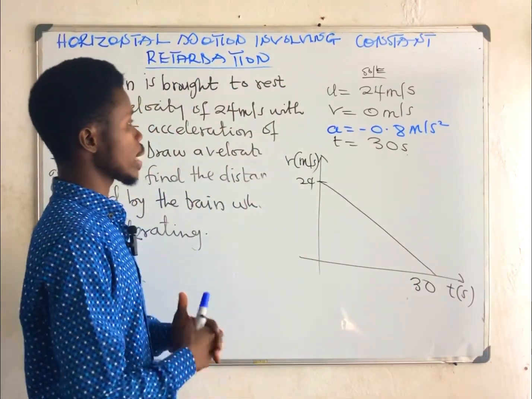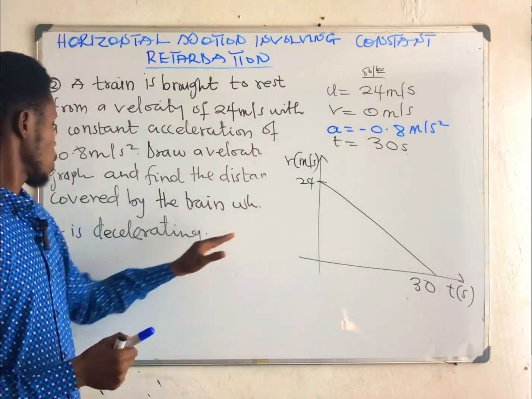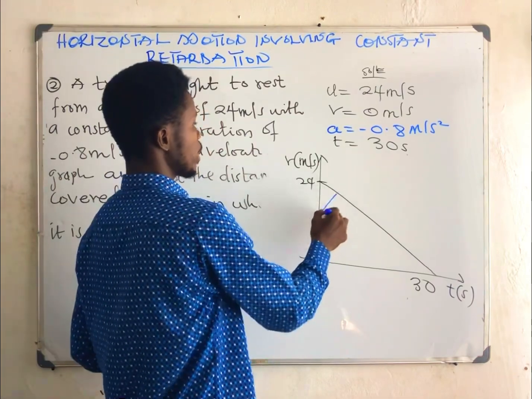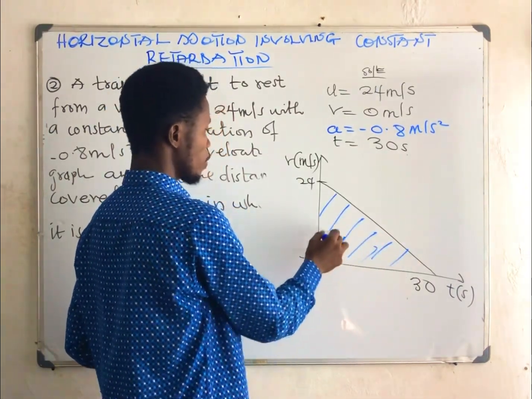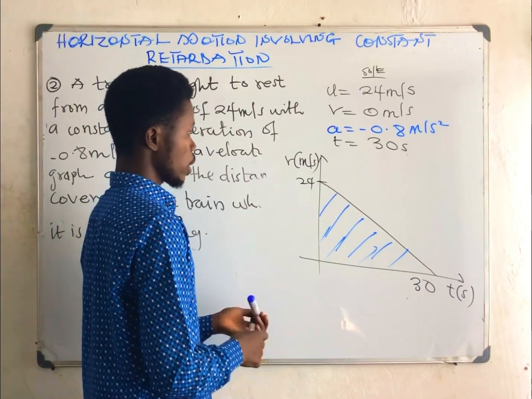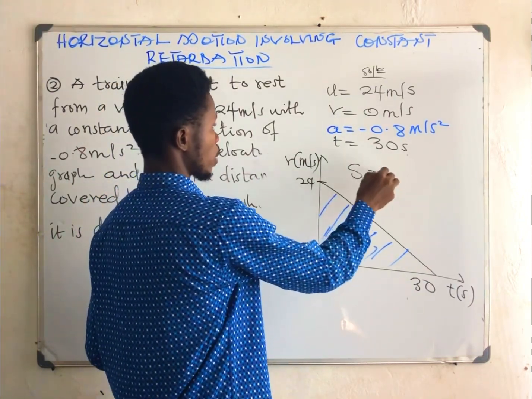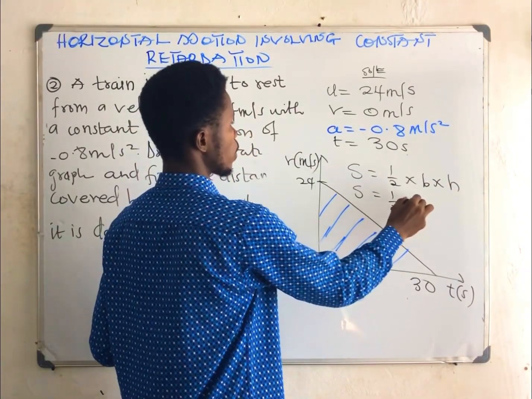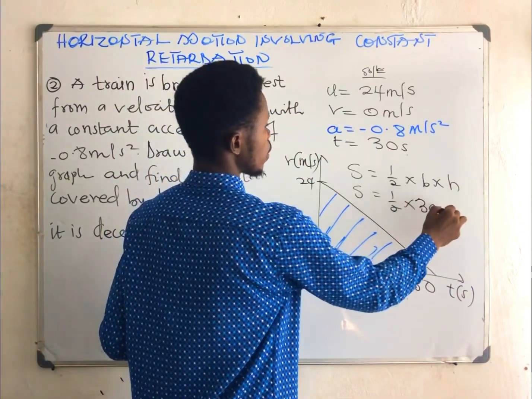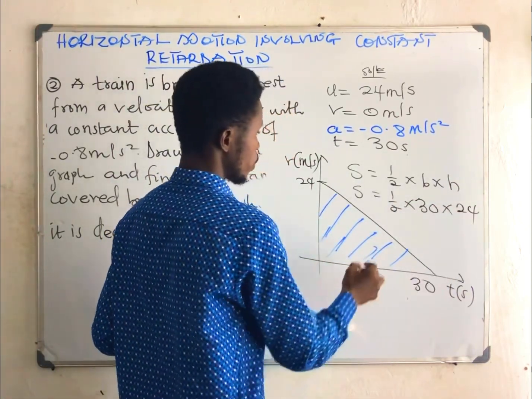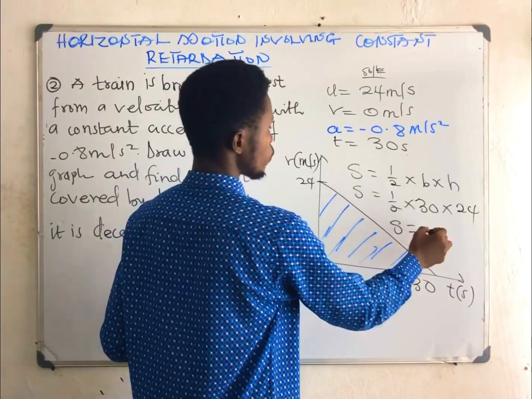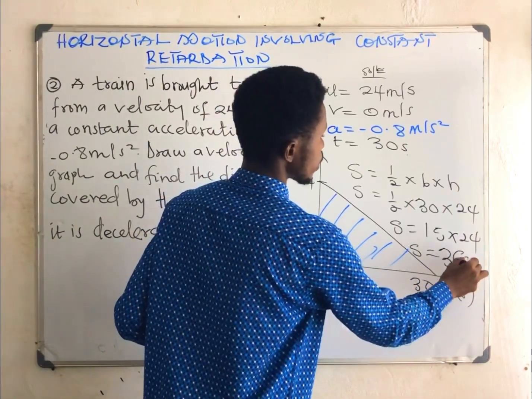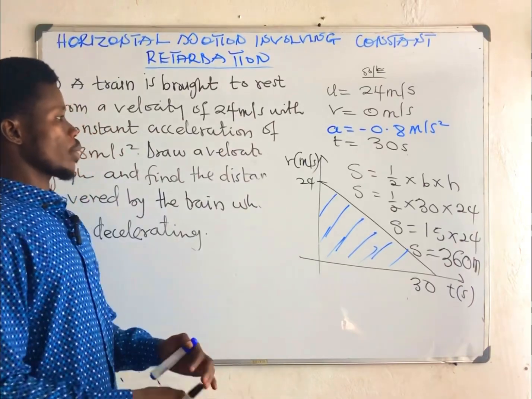So now we have to find the distance covered by the train whilst it is decelerating. And I've already informed you that when you say a distance, it is the area under the shape available there. What shape is this? This is a triangle. And what's the formula for finding the area of a triangle? It is half times base times height, right? So S equals half times base, which is 30, times height, which is 24. So half of 30 is 15 times 24. This will give you 360 meters. Is that okay? 360 meters.